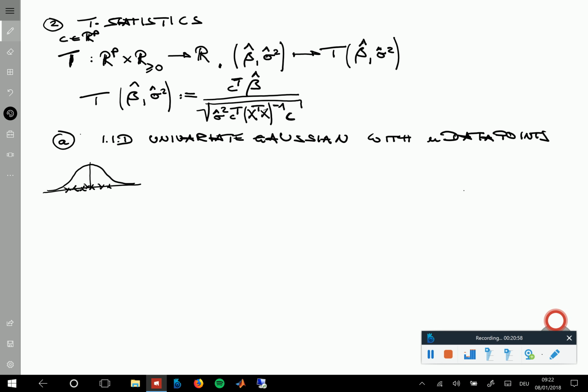Of course, we now have to frame this, as we already did, in terms of the GLM, because this formula for the t-statistic refers to the GLM. So, do you remember how we can cast this IID sampling from a univariate Gaussian with n data points as a GLM? Do you remember what we have to define for that?